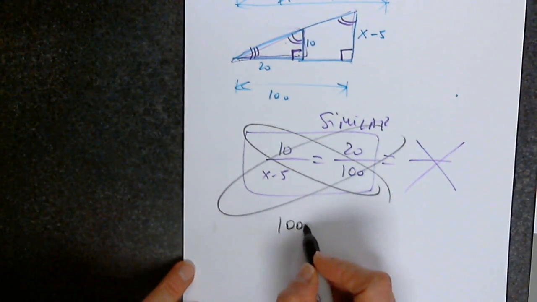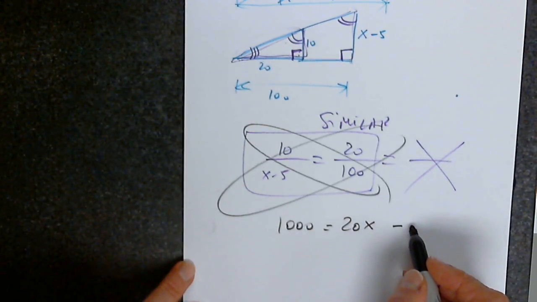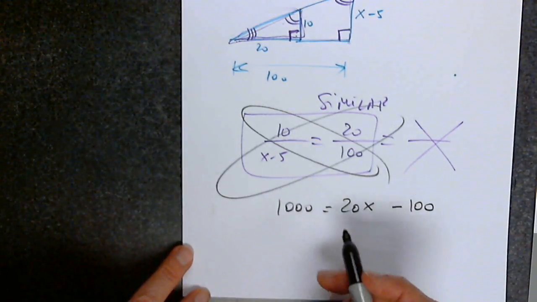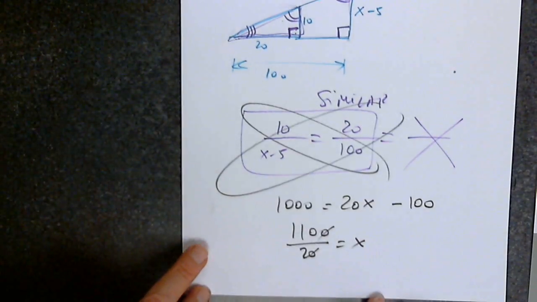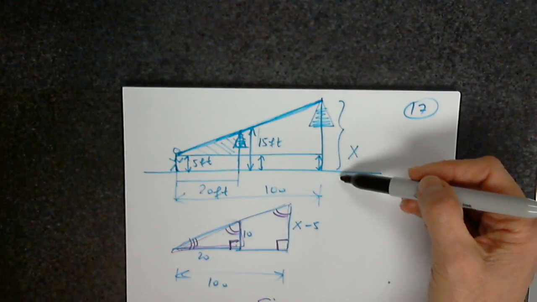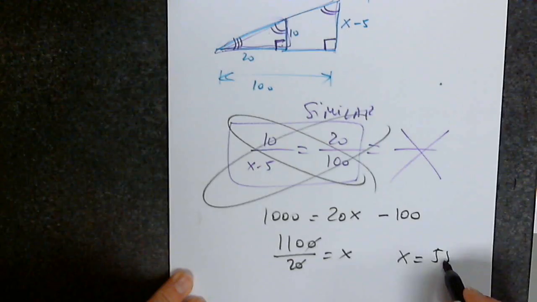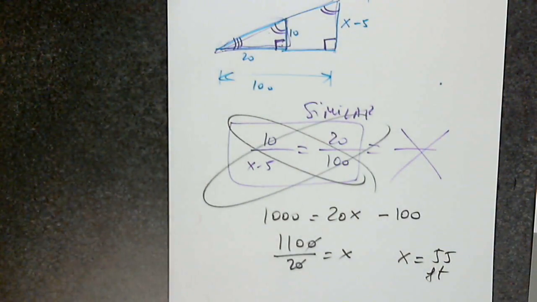So then 1,000 equals 20x minus 100. I add 100 and divide by 20 to get x. So the height of the tall tree, the whole thing, is 55 feet. Any questions?